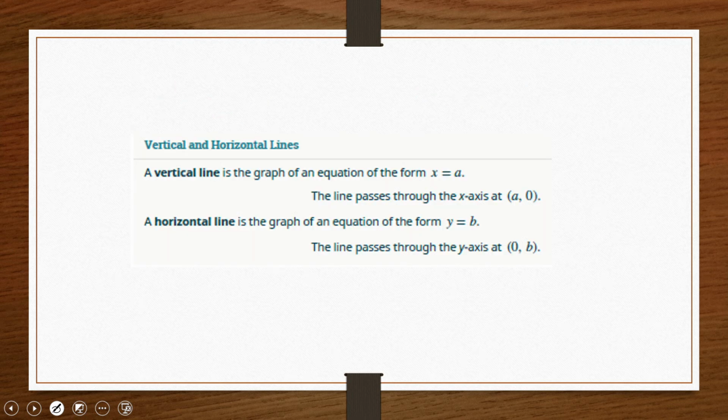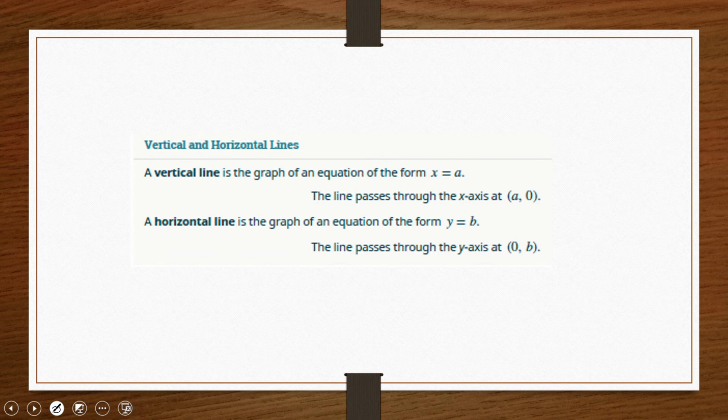The vertical line is the graph of an equation that has the form x equals a constant. And the line passes through the x-axis at whatever that constant happens to be. And the other component of that is going to be 0, right? That's the x-intercept. And in contrast, we could see that y equals some constant would take on the form of some horizontal line, right?